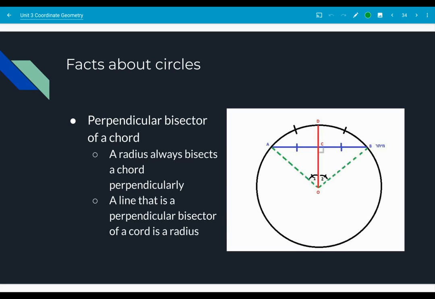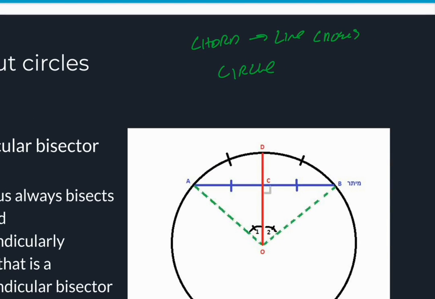You have the perpendicular bisector of a chord. Okay, so recall a chord is a line that crosses a circle. So any line that crosses a circle is a chord. If a line is perpendicular to a chord and it bisects the chord, is by definition perpendicular to that line, and it means it passes through the radius.